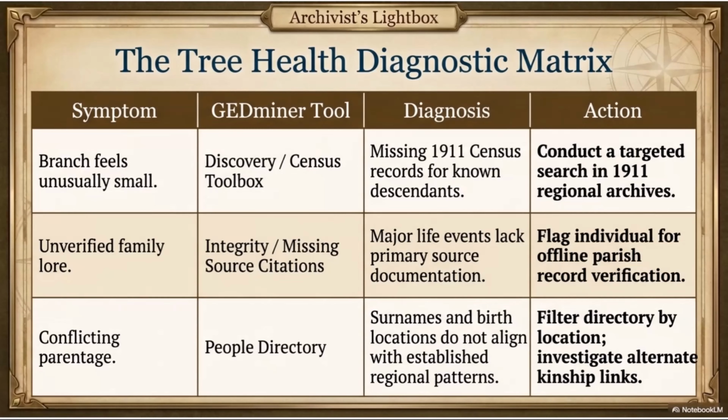The tool provides a clear diagnostic matrix to align symptoms with targeted actions. If a particular branch feels unusually small, the Discovery tool helps point out the exact archives to search. If family lore remains completely unverified, the Integrity module highlights missing source citations. When parentage appears conflicted, filtering the people directory by location helps uncover alternate kinship patterns.